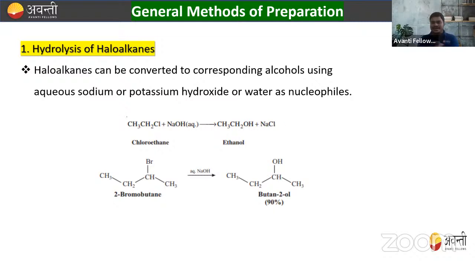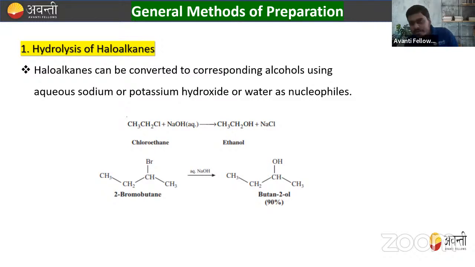We already discussed its mechanism in the alkyl halide or haloalkane chapter. Now here we have 2-bromobutane. When we treat it with aqueous NaOH, what will form? It will form butan-2-ol. So this is the first method for the preparation of alcohol, directly by the hydrolysis of haloalkanes.